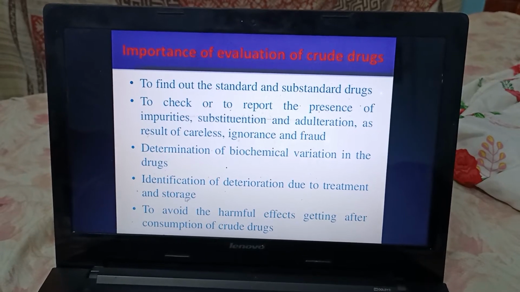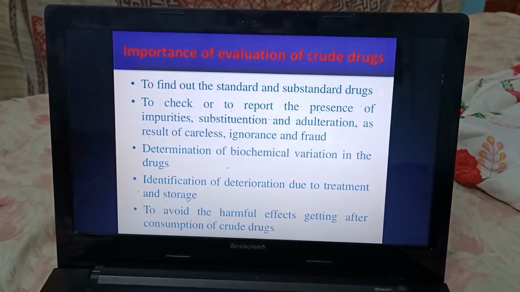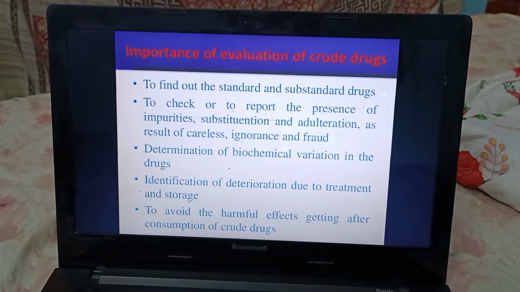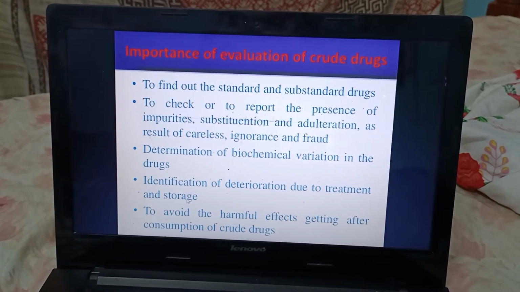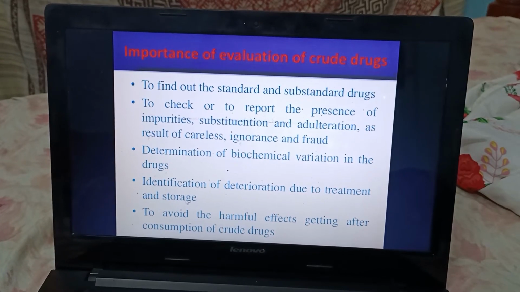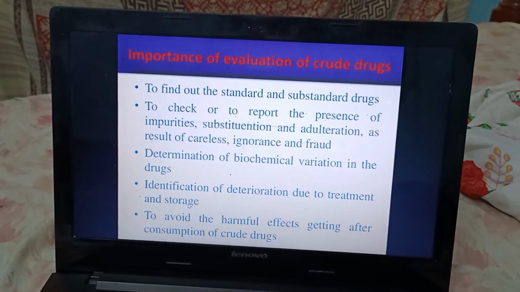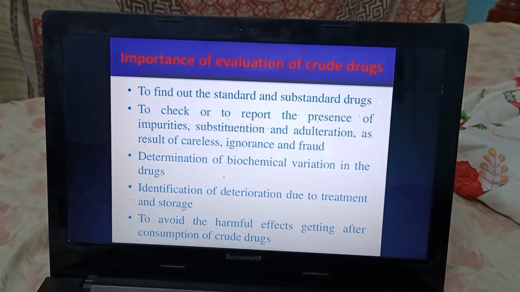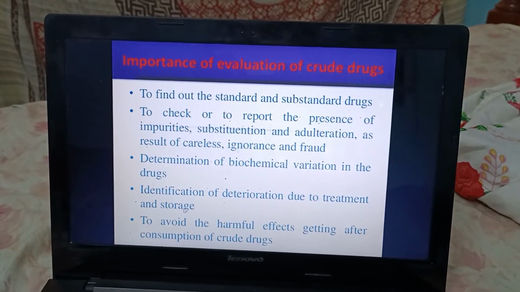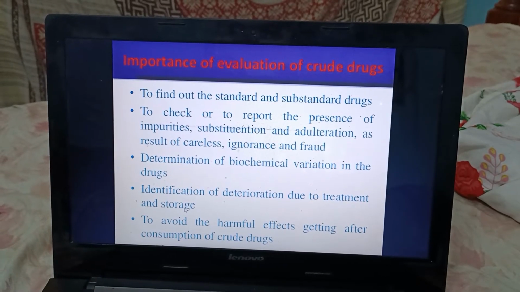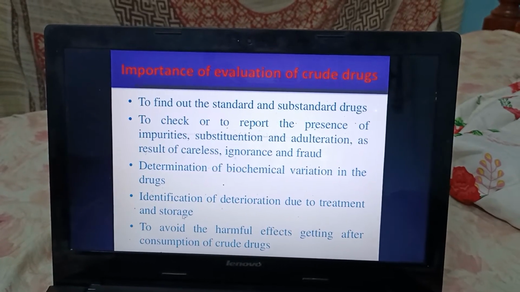Okay, identification of deterioration due to treatment and storage, to avoid the harmful effects after consumption of crude drugs. So before that, we should know about the entire biochemical profile and its importance. Is there any adulteration of the crude drugs? And finally, we should check whether there are any harmful effects after consuming the drugs or not. So these are all the parameters we should know. For that, we should know the importance and the evaluation parameters.